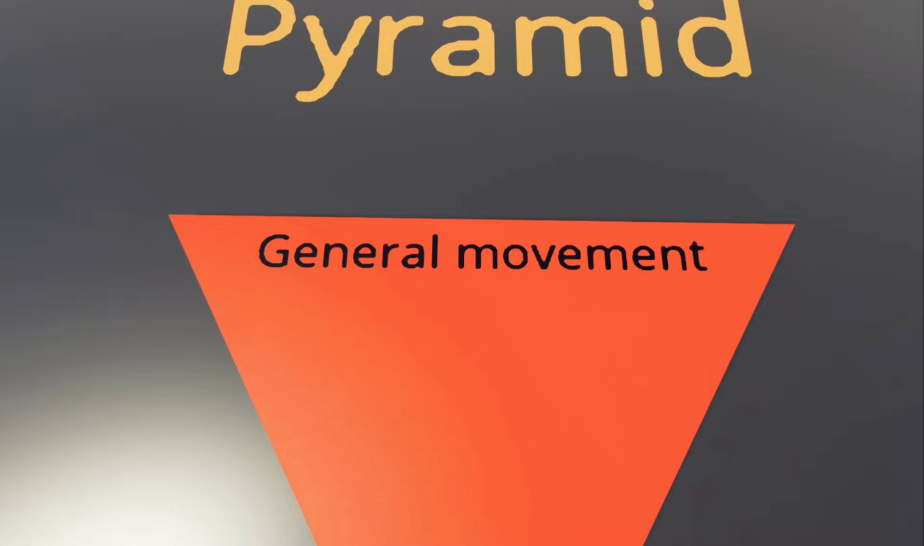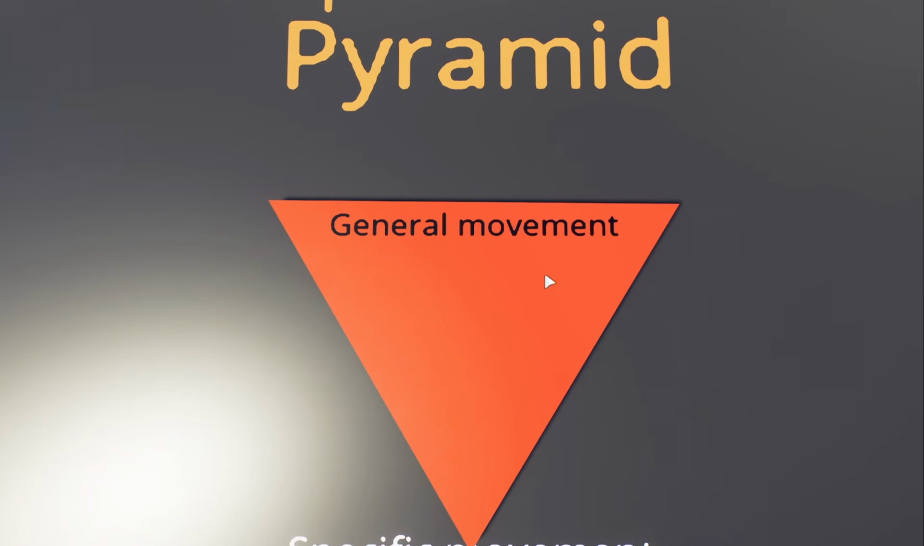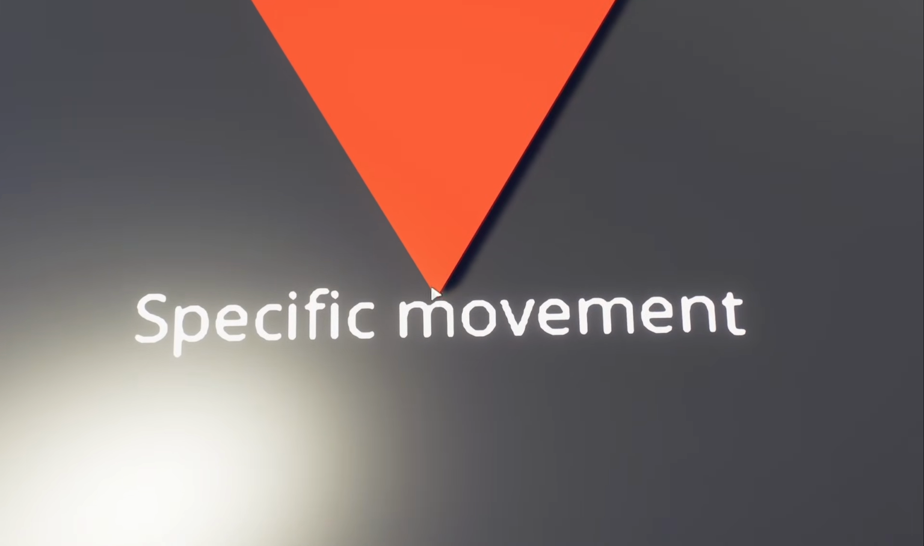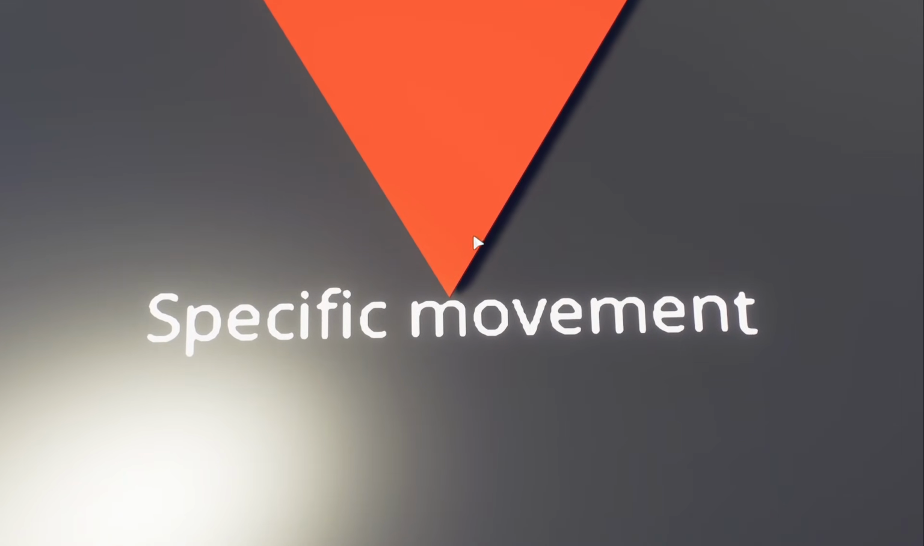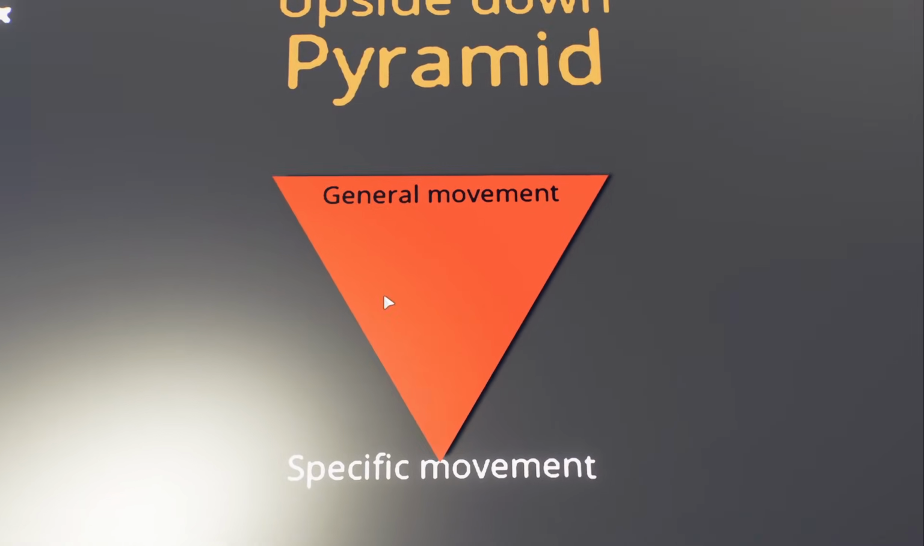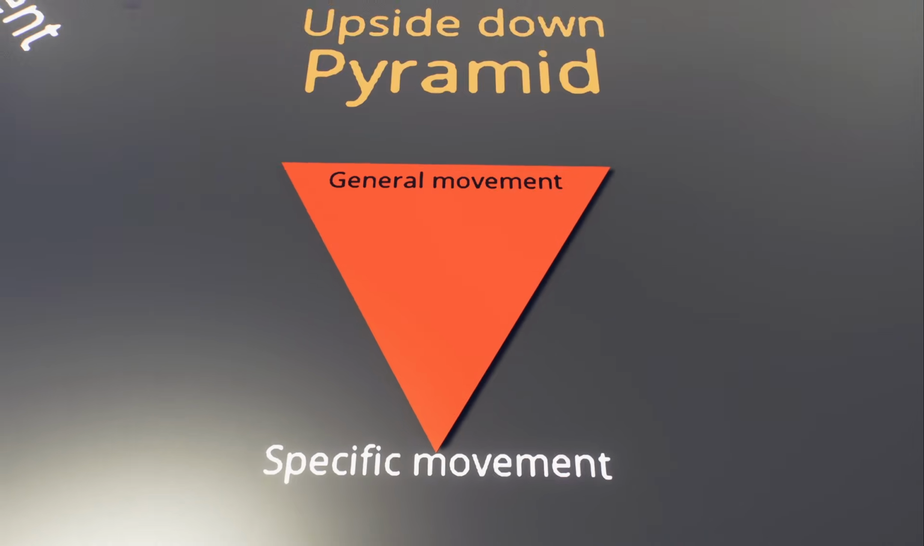I'll show you. So this is an upside down pyramid, as you can see, but you see the top of the pyramid is really wide, and then the bottom of the pyramid is very tiny and very specific. It's the arrow, or it's the point. The top of the pyramid is called the general movement, and the bottom is called the specific movement.